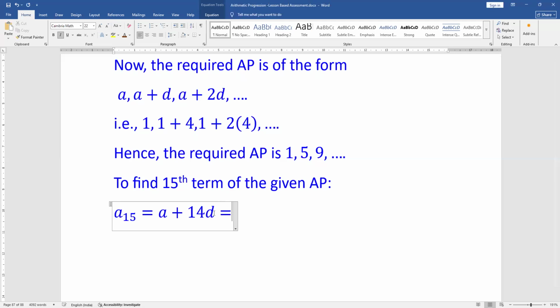Correct. So it's equal to, what is the a value? a value is 1 plus 14 into, what is the value of d? d is nothing but 4. Right. That's equal to 1 plus 14 fours, 14 fours is 56. See here, a number followed by a bracket means multiplication. Remember that. So 14 fours are 56 plus 1. So you get 57. That's it.